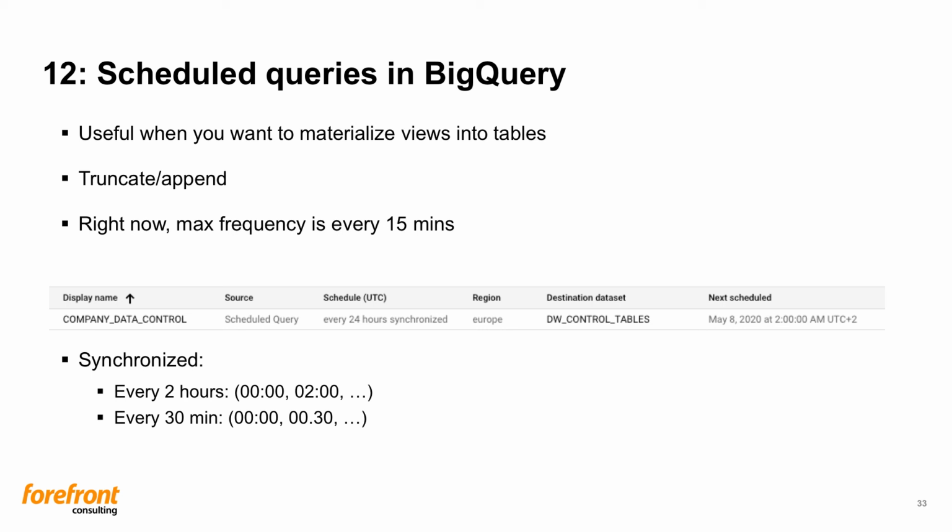One nice feature for these queries is the synchronized schedule. As you can see under the schedule, it says every 24 hours synchronized. Synchronized in this example means that the query will run at midnight Swedish time. In the same way, every 2 hours means that it will start at midnight and then run again every 2 hours. This makes it easy to keep track of when the data was last updated. Scheduled queries can be created in the graphical user interface as well as provisioned using Terraform.